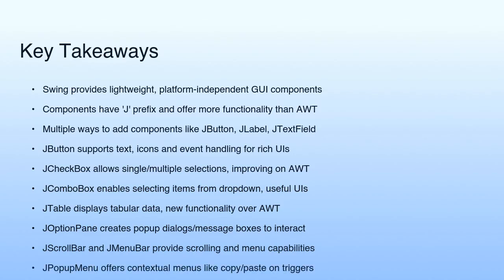Components can be added in multiple ways, including JButton, JLabel, and text field. Button supports text, icons, and event handling for rich UIs. Checkbox allows single or multiple selections, improving on AWT. Combo box enables selecting items from a drop-down, useful for UIs. JTable displays tabular data, a new functionality over AWT. Option pane creates pop-up dialogues and message boxes to interact with users.